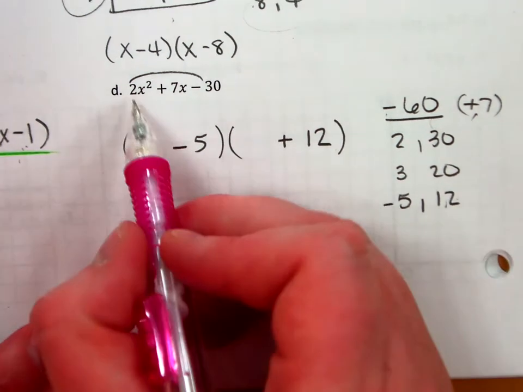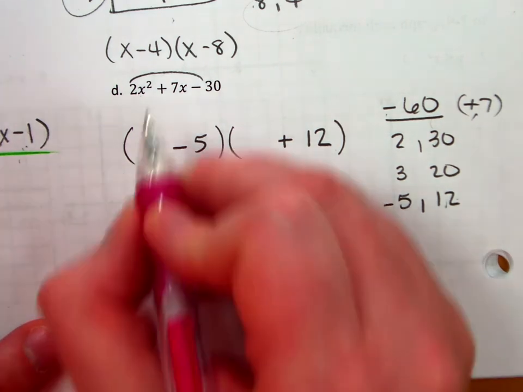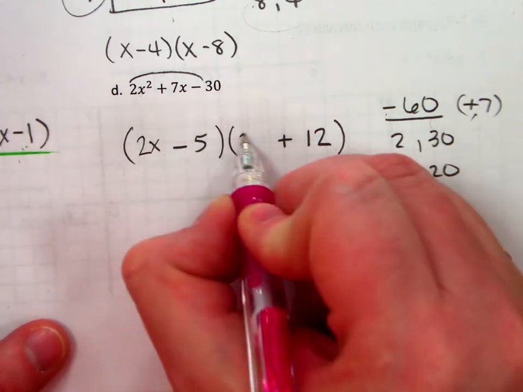Now, the cool thing about this is 2x squared has really good factors. It's just 2x and x. But which one goes with which? You can play guess and check, or what we can do is you just drop it down in front.